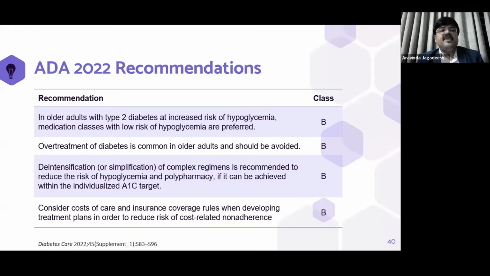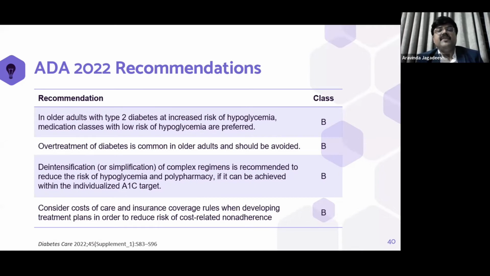So the ADA recommendation is that in older adults with type 2 diabetes at increased risk of hypoglycemia, medication classes with low risk of hypoglycemia should be preferred. Overtreatment of diabetes is common in older adults and should be avoided.